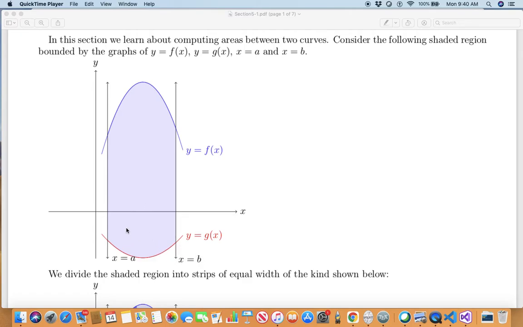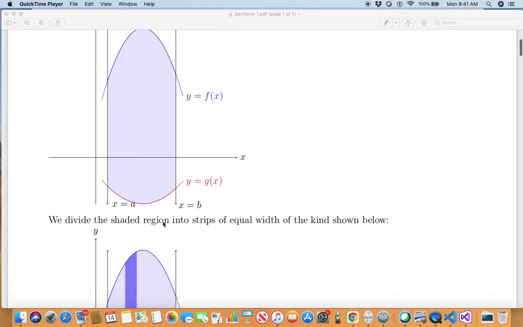You want to calculate the area between these curves and these lines. Okay, that's your shaded region. Now notice this shape is not a rectangle, it's not a circle. We don't have any fixed rules. So how do we find area between two curves?